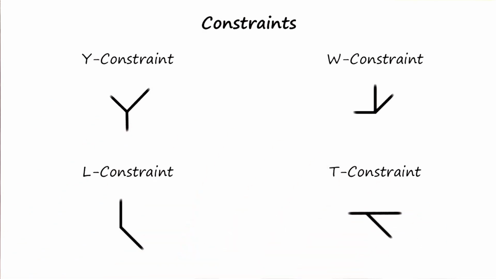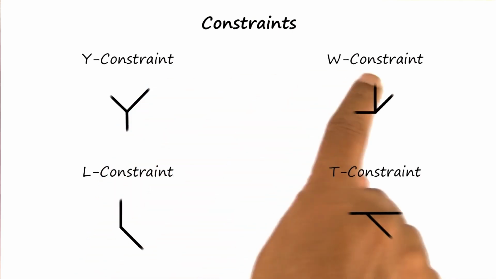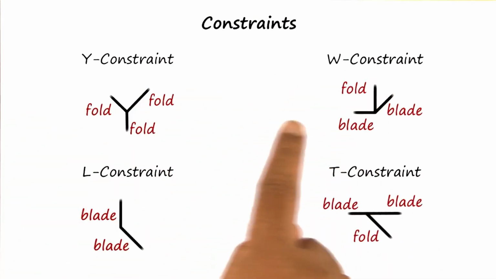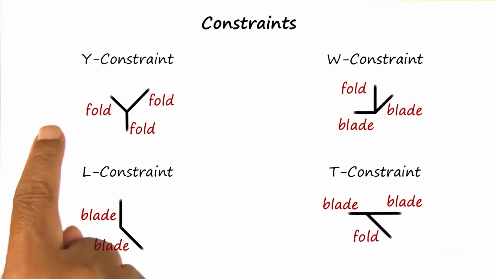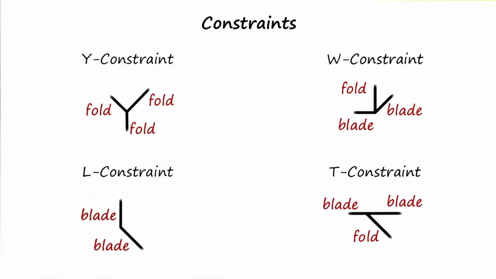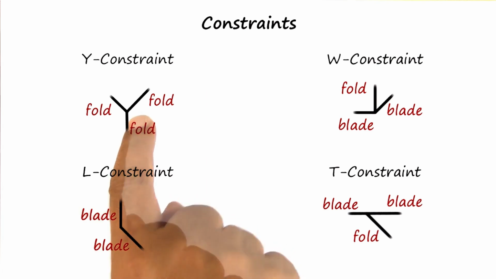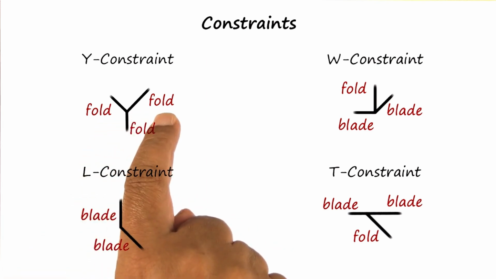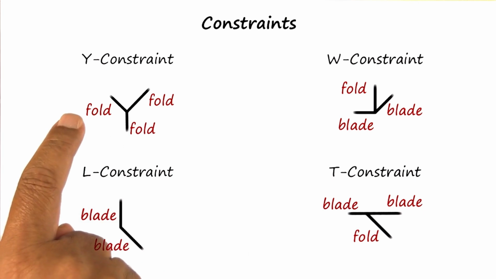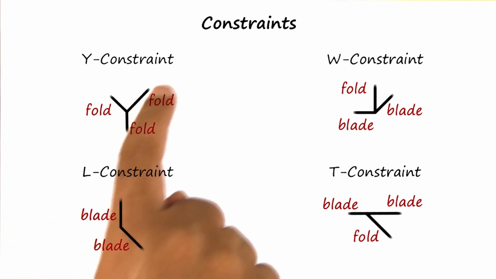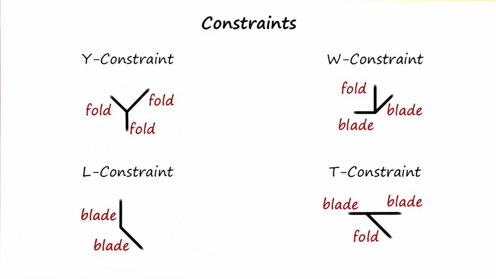Here are the kinds of junctions that can occur in the world of trihedral objects like cubes. Y junction, W junction, T junction, L junction. We can say a little bit more about each of these junctions. Let us look at the Y junction first. If we examine the various kinds of Y junctions that get formed in the world of trihedral objects, we find that whenever there is a Y junction formed, then each of these lines represents a fold, where a fold is a line where two surfaces meet.